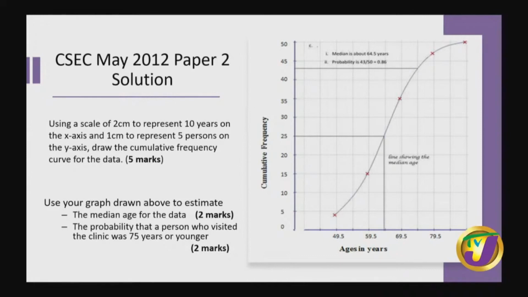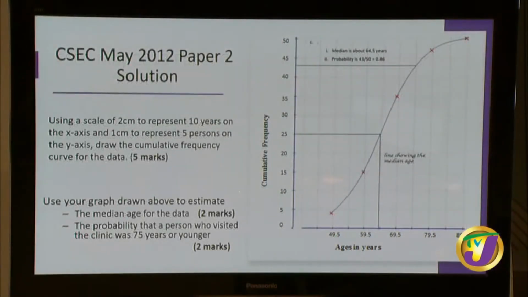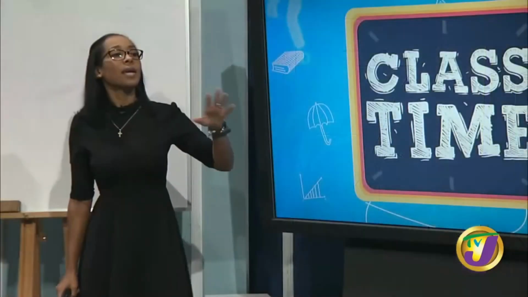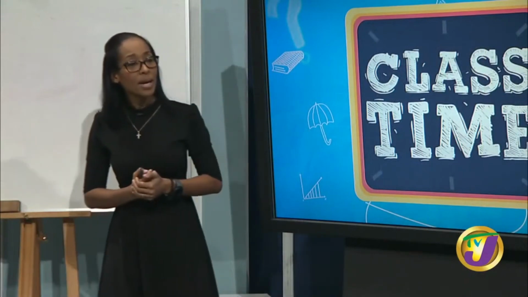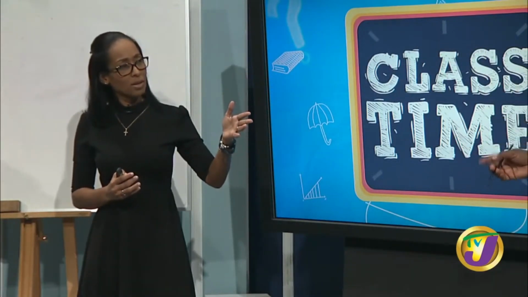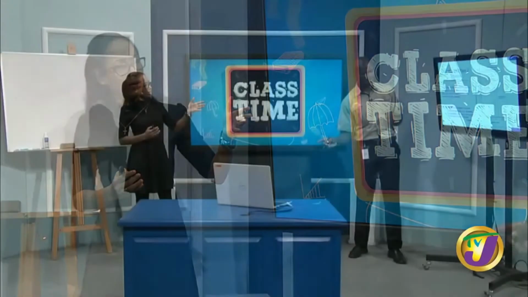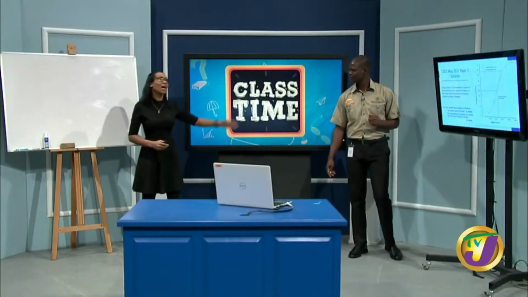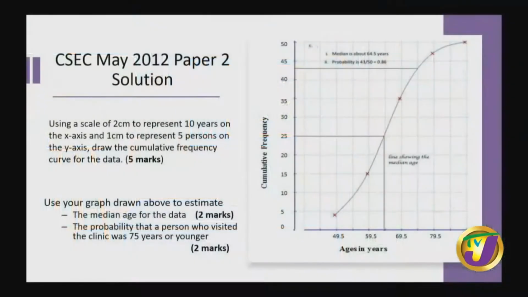So we find 75 on the x-axis, up to the curve, and then out. That's approximately 43 on my y-axis, which means it would be 43 out of? Out of the 60? 60 or 50? It's 50. You're going back to primary school. 43 out of the 50.